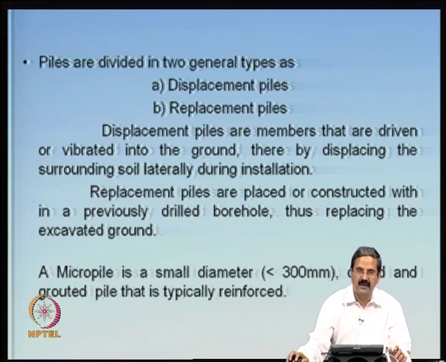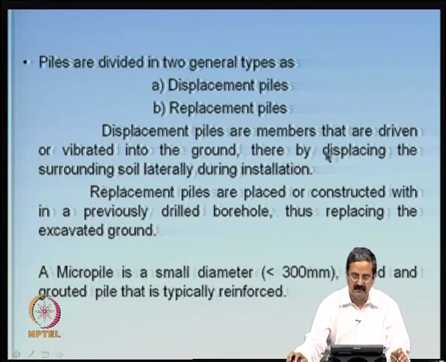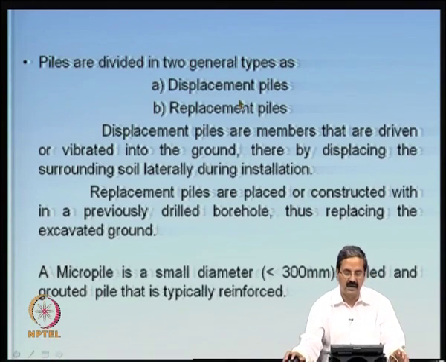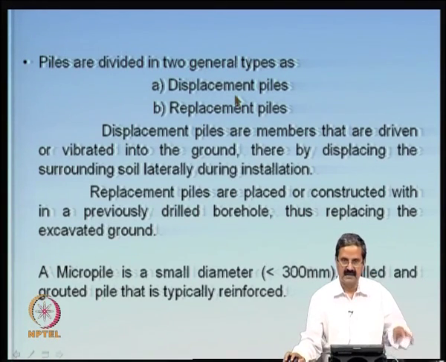We know that basically piles are divided into two types. One is a displacement pile, the other one is a replacement pile. The displacement piles are the members that are driven or vibrated into the ground, thereby displacing the surrounding soil laterally during installation. Whereas replacement piles are placed or constructed in a previously drilled borehole, thus replacing the excavated ground. In fact, you can have micropiles that belong to both categories, either as displacement piles or as replacement piles, like driven piles or bored piles.